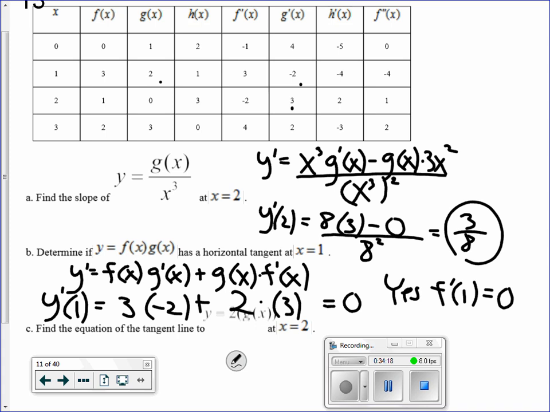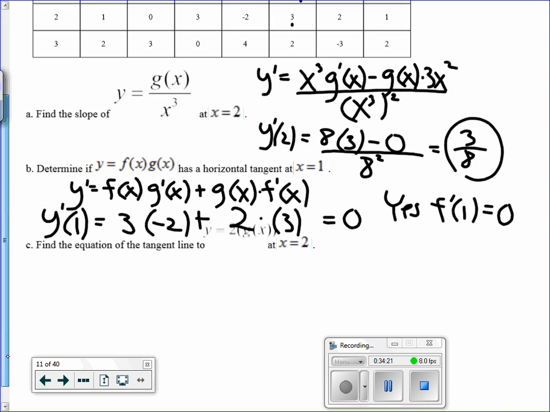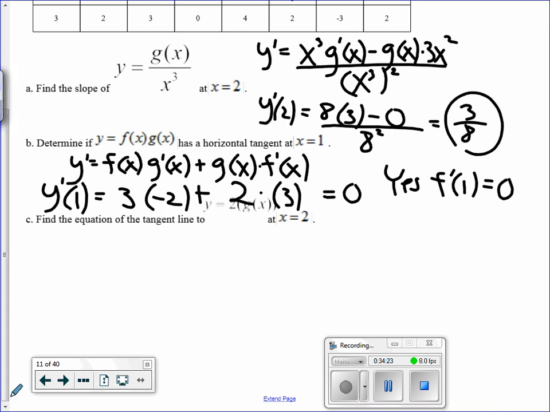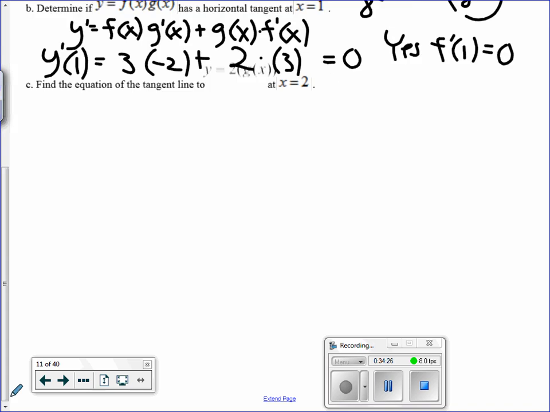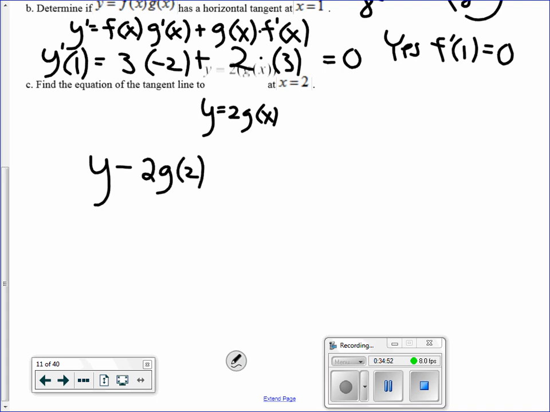C. Find the equation of the tangent line to y equals 2g of x at x equals 2. So let me just write that down. y equals 2g of x at x equals 2. So let's set up how we're going to write the equation of the tangent line. It's going to be y minus, and we plug the 2 into the original function to get the y1. So it's going to be 2g of 2.